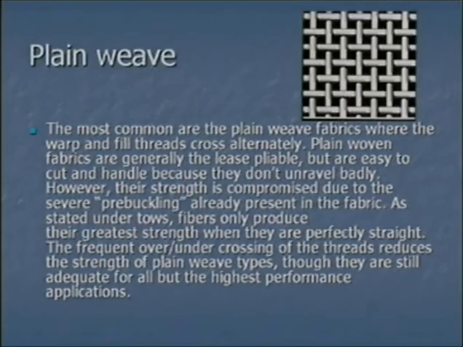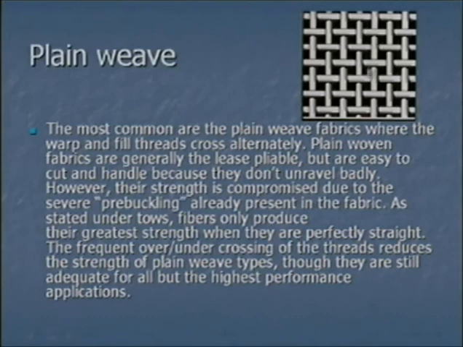This is an example of a plain weave, and the plain weaves are probably the most common ones out there. They're easy to work with. They don't tend to ravel, so as you cut them, they don't ravel too much. They ravel a little bit, but not as bad as some of the other ones do. They have usually a 90-degree weave to them, so they're 90 degrees to each other.